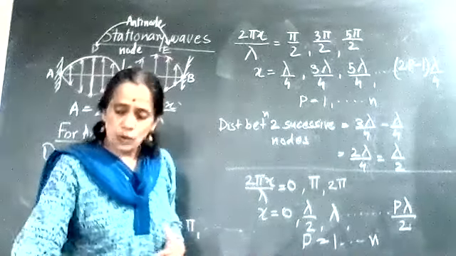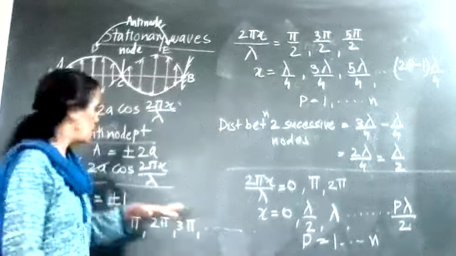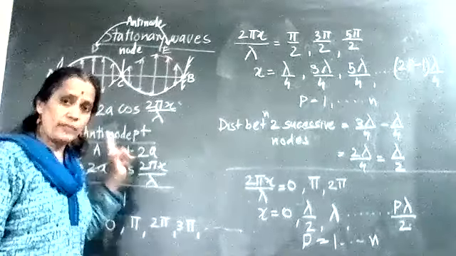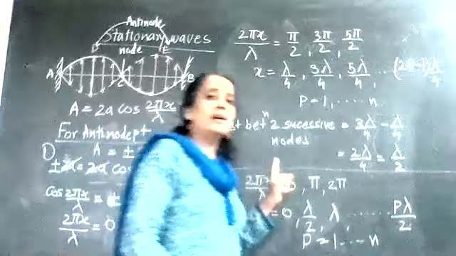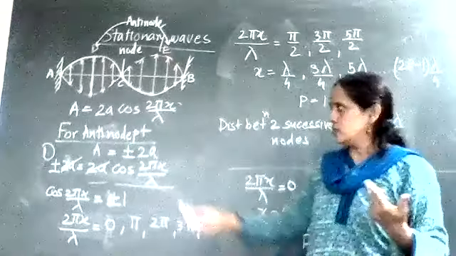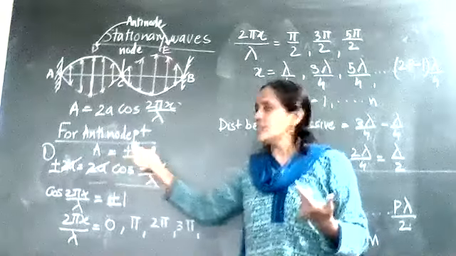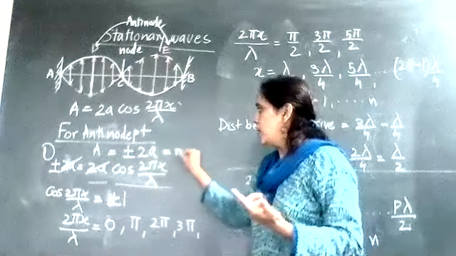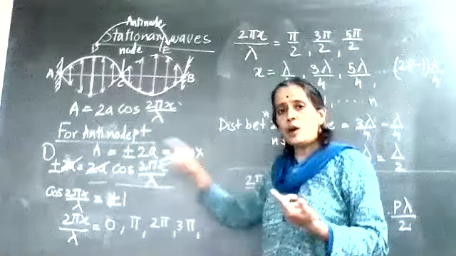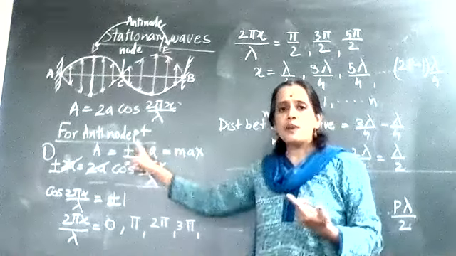Getting? So in the case of node and also antinode, I can revise 3 important points. For the antinode point, amplitude is always maximum. And what is the maximum value of the amplitude along the stationary wave? That is plus minus 2a.